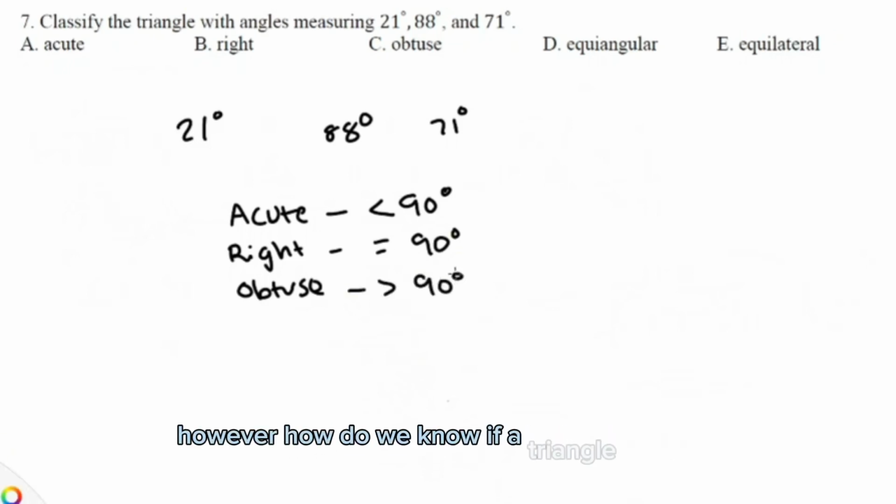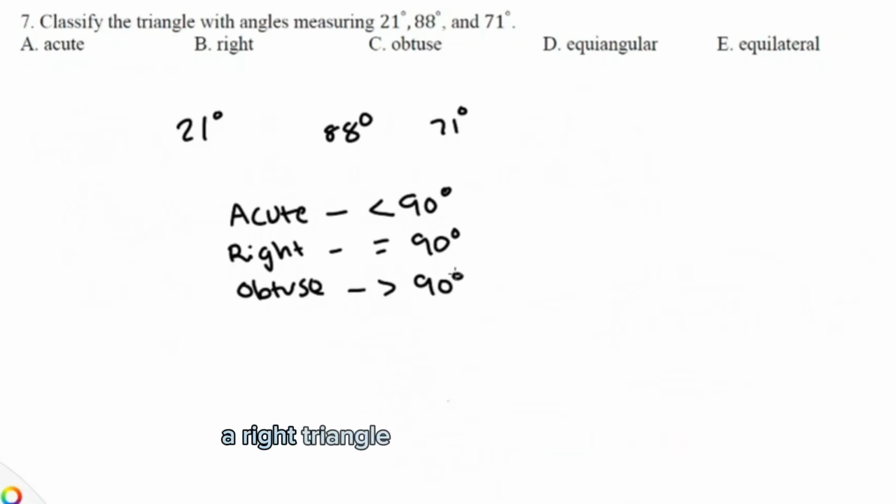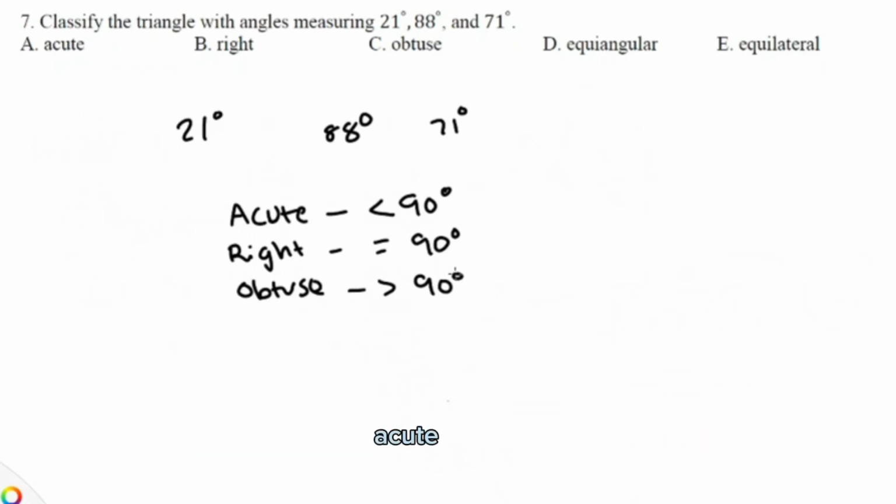However, how do we know if a triangle is acute, right, or obtuse? Well, an acute triangle will have all three angles acute. A right triangle will have two acute angles and one right angle, and an obtuse triangle will have one obtuse angle and two acute angles.